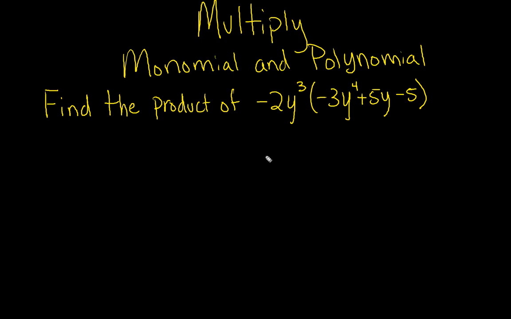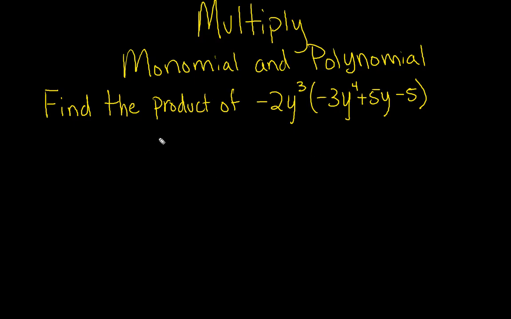A monomial is an algebraic expression with just one term, so that's what we have out front here. That's the negative 2y cubed. It's just one term. And of course, a polynomial is an algebraic expression with two or more terms. Here we have three terms, so really this is a trinomial, but it falls into the group of polynomials.